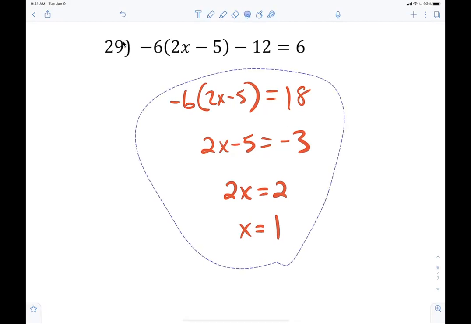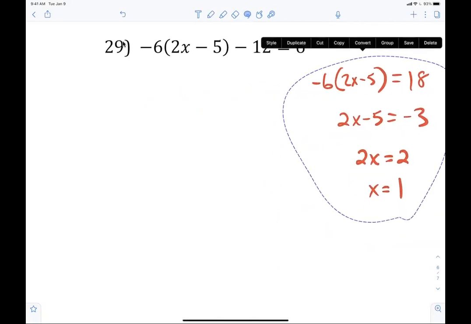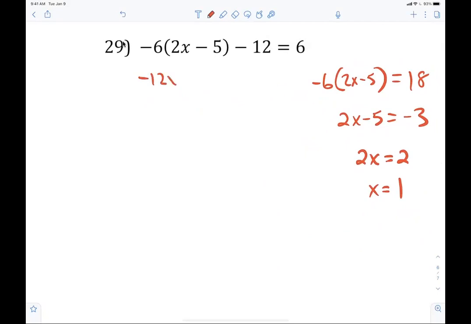Did you just distribute? Yeah, I got the negative 12. And so then negative 12x plus 30 minus 12 equals 6. Is that correct? Yeah. So now I have negative 12x plus 18. Do you agree with that? I did plus 12. Well, I would want you to combine terms first. But even if you added 12, that would be 18, and then 18 minus 30 would still be negative 12.